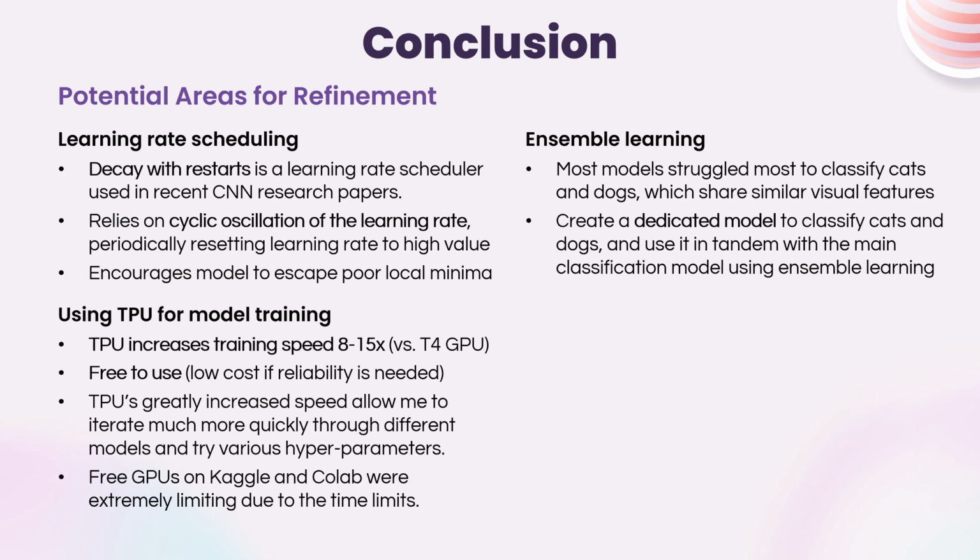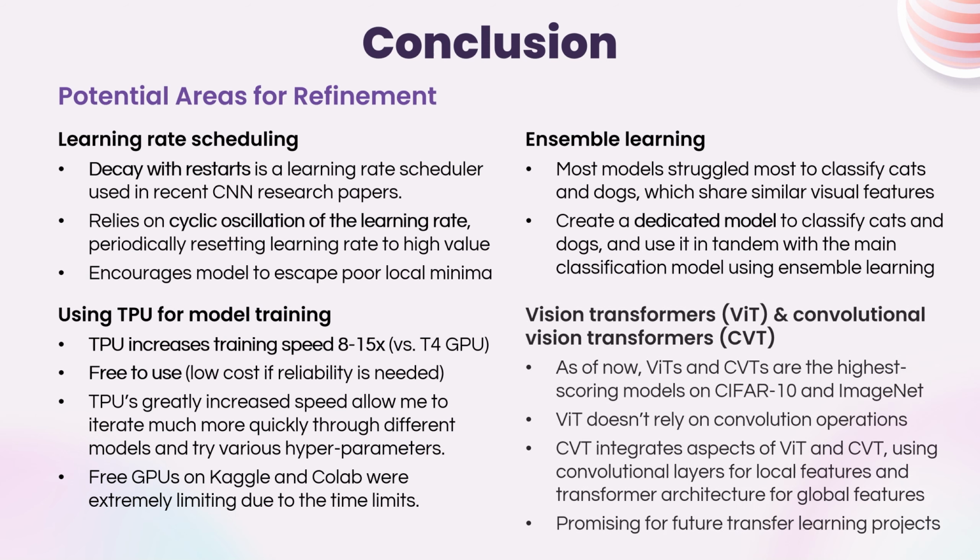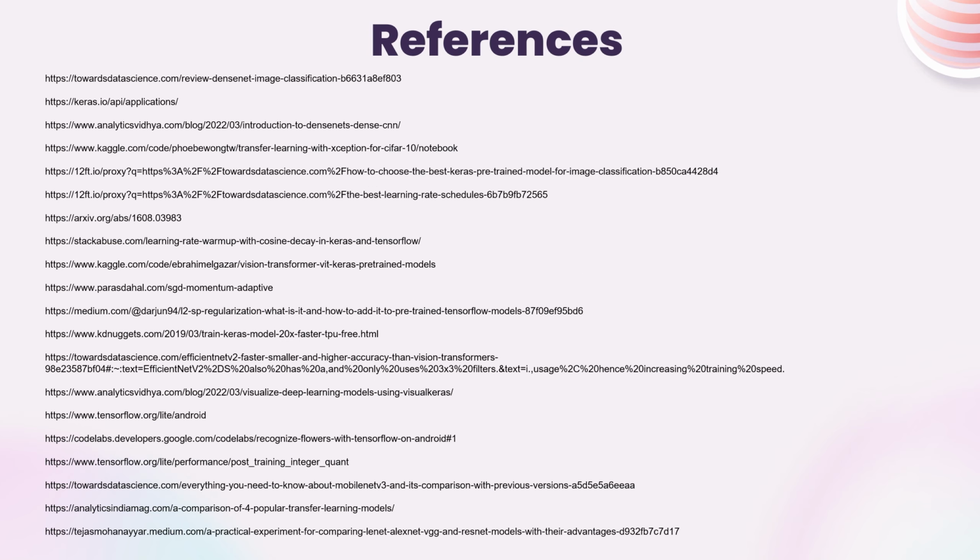Ensemble learning would be great for our cat-dog classification problem. Using TPU will be great for increasing training speed. I've done that for my EfficientNet. And also the vision transformers and convolutional vision transformers. These are models that score really well on CIFAR 10 and ImageNet classification, and I would like to try them for future projects. And with that, thank you so much for your time. Do you have any questions?